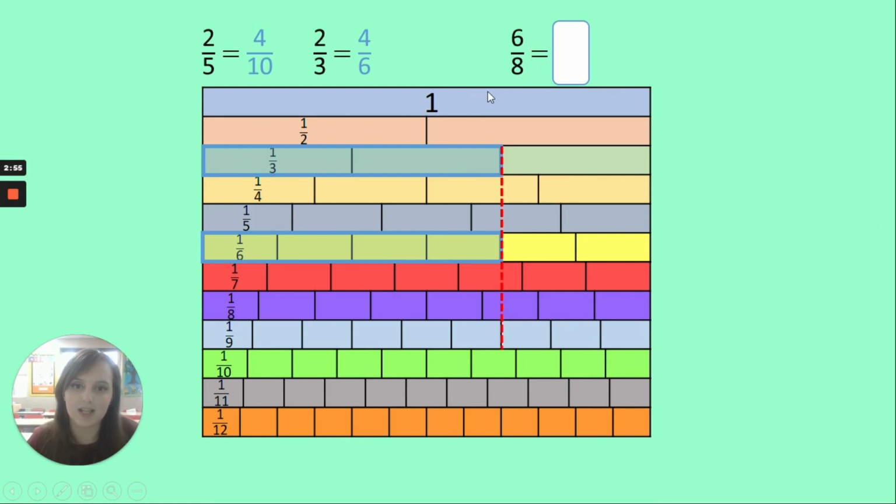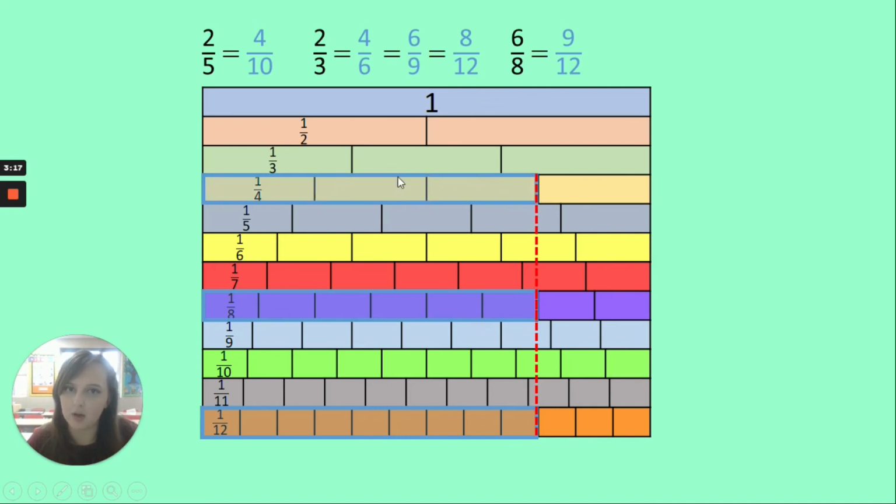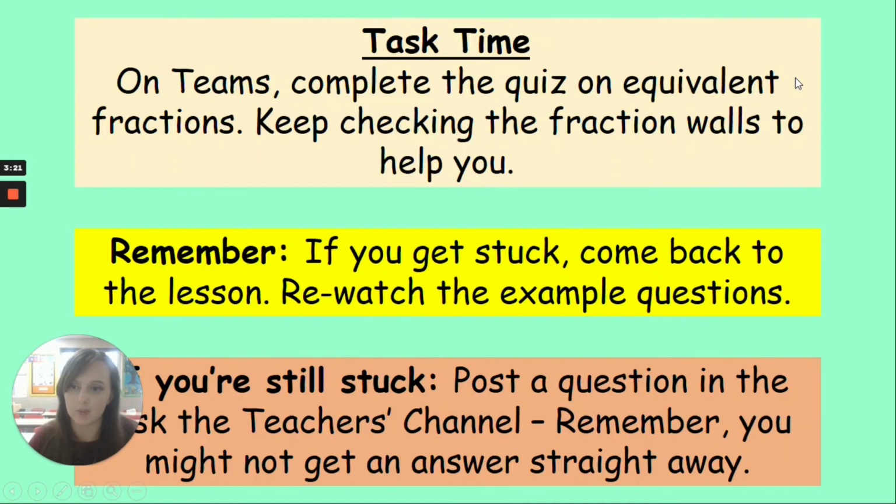Let's look at 6/8 now. So here are our 6/8. Let's have a look and see what equivalent fractions we have. So going down, we have the 12ths, and we can see 9/12 are worth the same as 6/8. But we could also go up, and we find that 3/4 are also worth the same as 6/8. So again, there's more than one answer to be had.